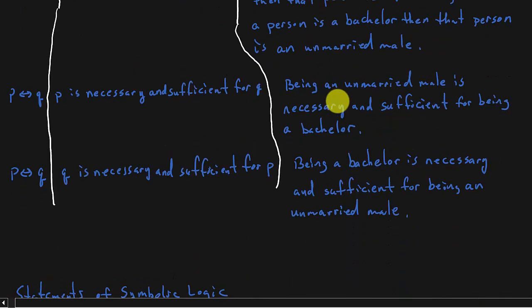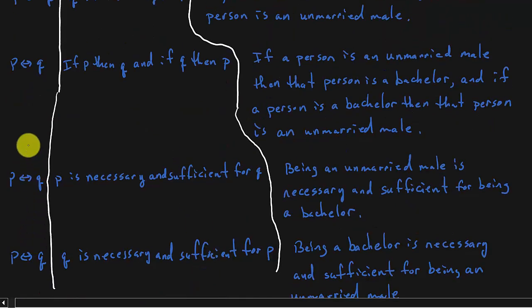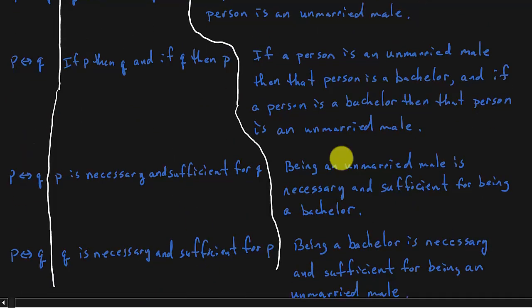And then we have this: necessary and sufficient. P is necessary and sufficient for Q. Being an unmarried male is necessary and sufficient for being a bachelor. And Q is necessary and sufficient for P. Being a bachelor is necessary and sufficient for being an unmarried male. They can all be symbolized using these symbols over here.